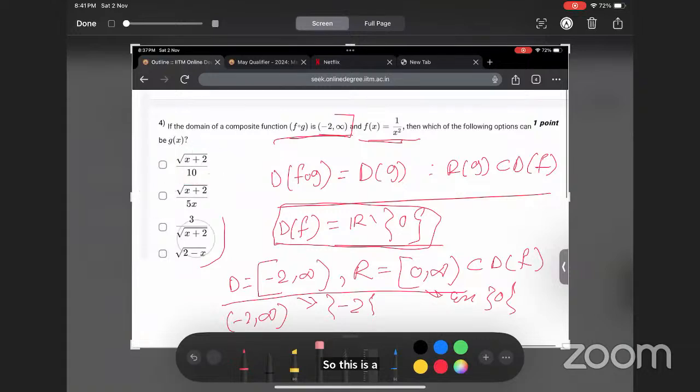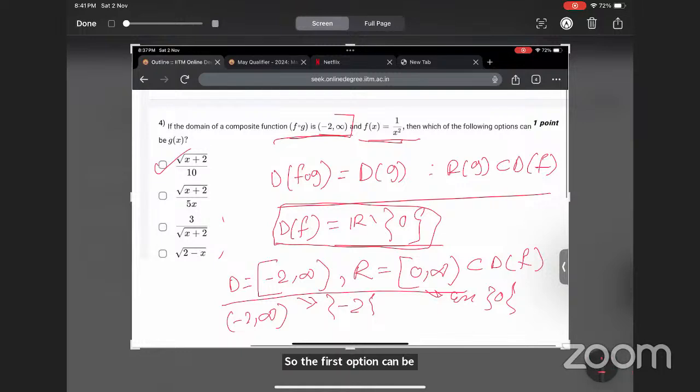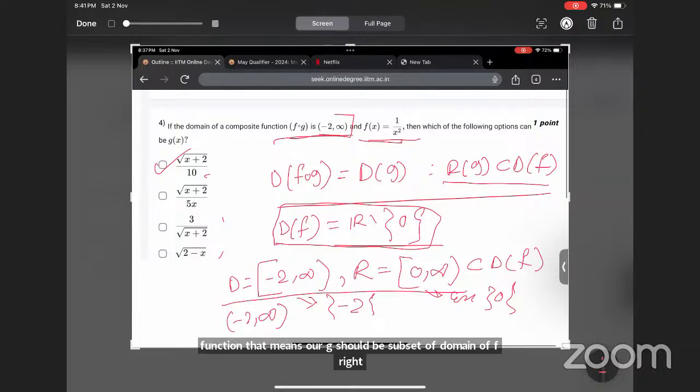Ma'am, first could you repeat the last two steps once again, the excluding from pre-image? Even I did not get that. Okay. So we have the domain and range for the first function, right? Now we need this condition. That means the range of this function, that means our G, should be subset of domain of F, right? And what is domain of F? This is R minus 0, right?